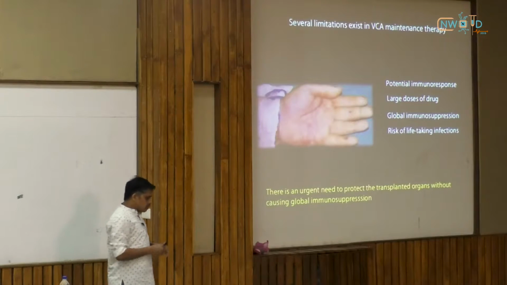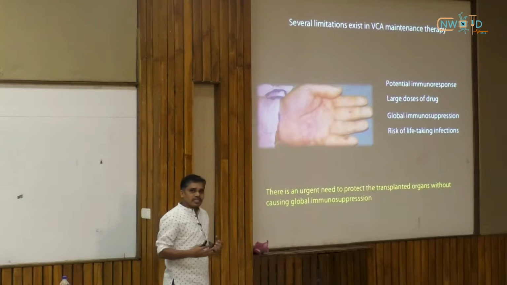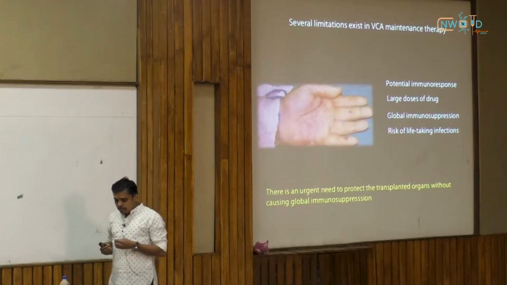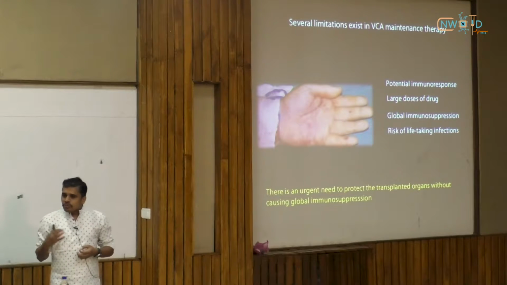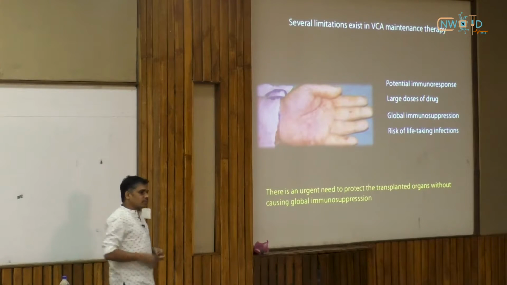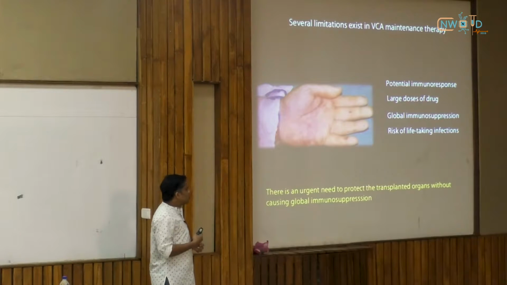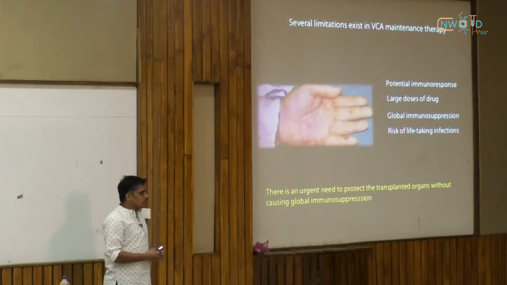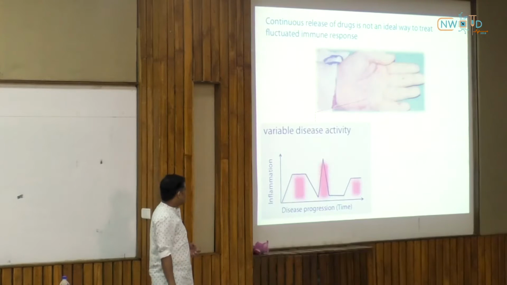So that leads to the complication called global immunosuppression. Their entire immune system gets compromised. Even a simple infection could be very lethal for these patients, right? Because they are immunocompromised. So that's why we need to develop the technology where, without causing this entire global immunosuppression, one can protect the transplanted organs.